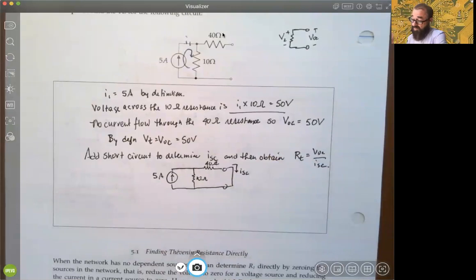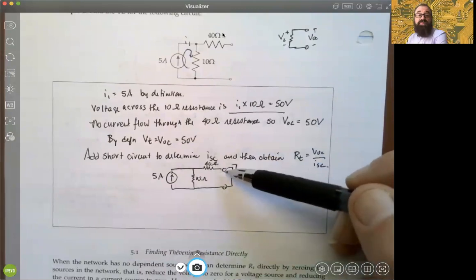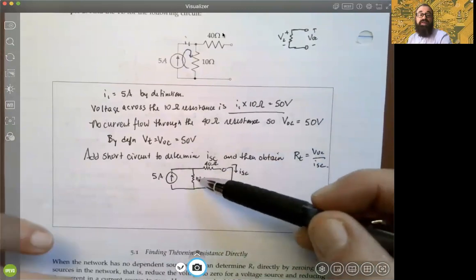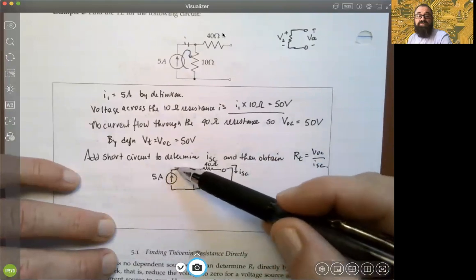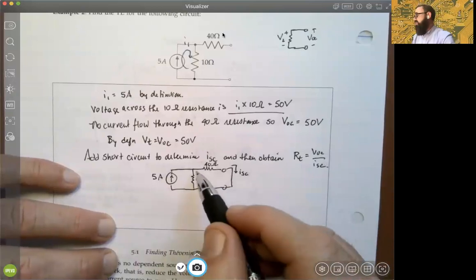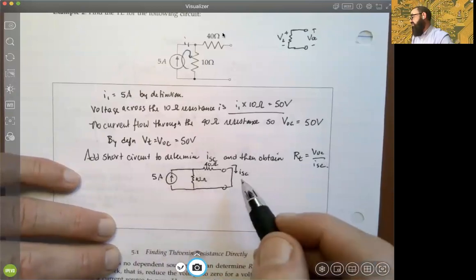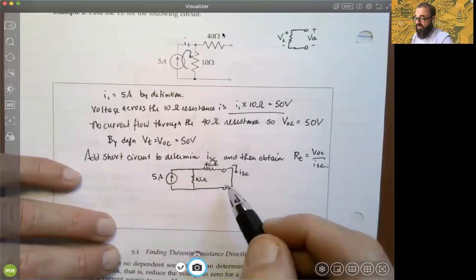In this case, we know there's no voltage here, but we have current. So we have a current flow here. We have this 5 amp current source coming in. And in this case, what's happening is we see current splitting, right? So this is an interesting situation, different than we had before, right?